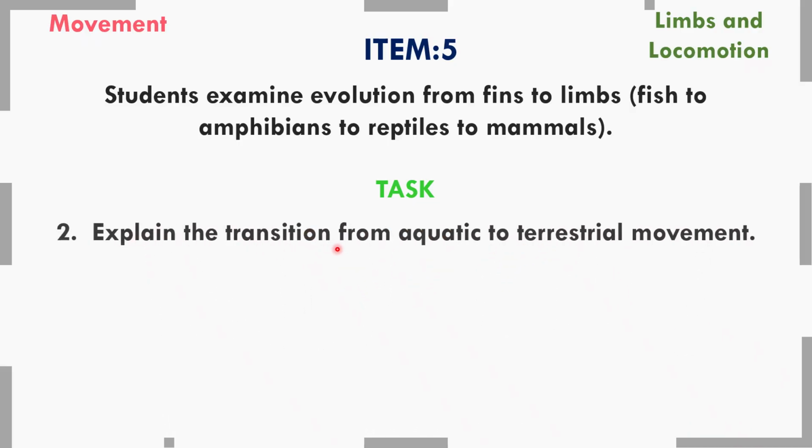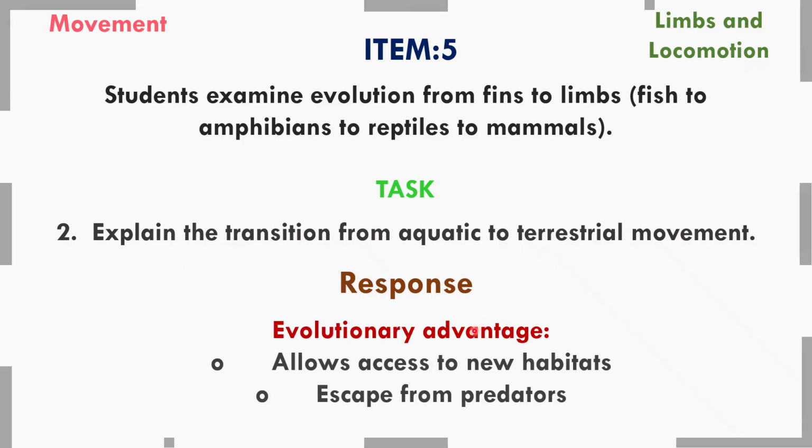Explain the transition from aquatic to terrestrial movement. Evolutionary advantage: allows access to new habitats and escape from predators.